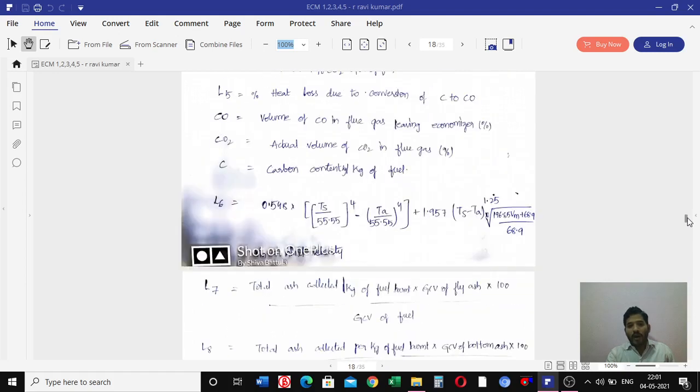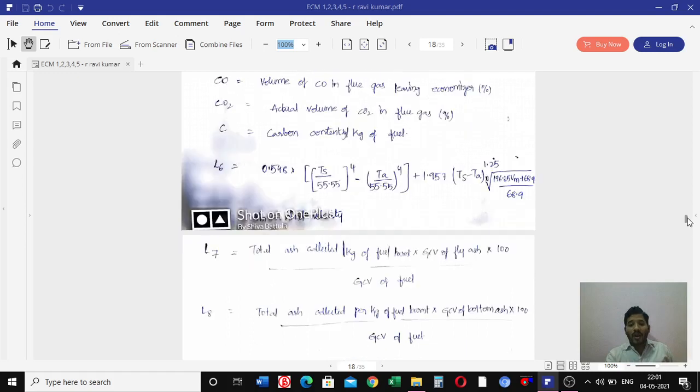If you want to find out the value of L6, it is 0.548 into Ts, where Ts is the saturated temperature, divided by 55.55 to the power of 4, minus the ambient temperature divided by 55.55 to the power of 4, plus 1.957 times (saturated temperature minus initial temperature) times the square root of (196.85 Vm plus 68.9) divided by 68.9, where Vm is the velocity. From that you can easily find the value of L6.